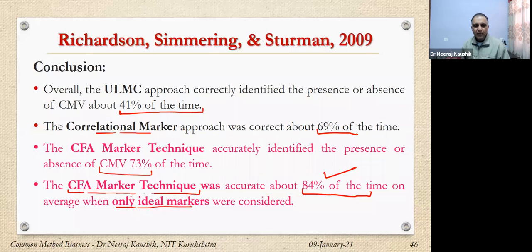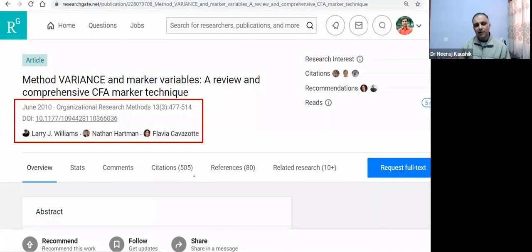So the CFA marker technique was the only technique which is very good: when the effect is not present, it will tell you it's not present. Others are not able to tell. When the effect is not present, they might tell you it is present. So this is the only one which deals with both type 1 and type 2 errors. So this is the best one.